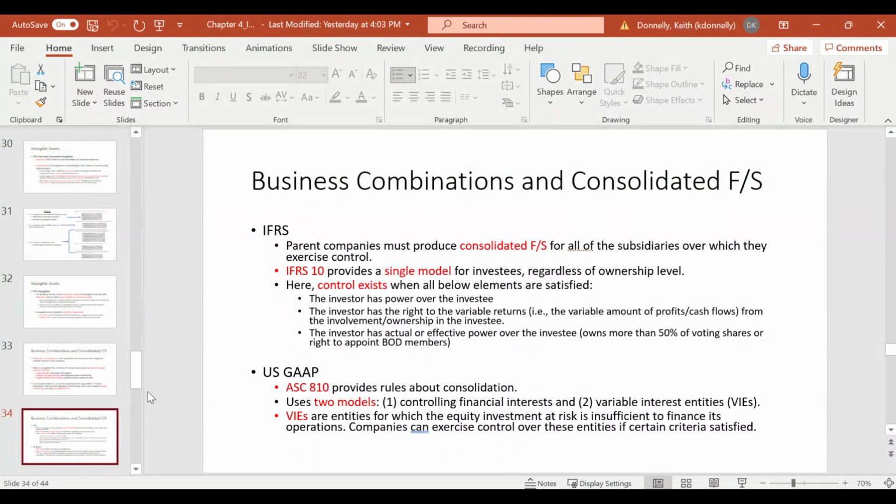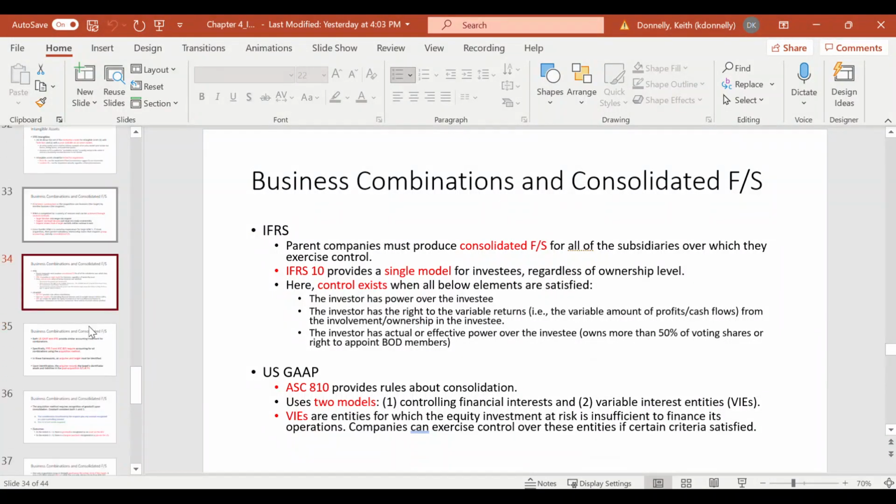U.S. GAAP in distinction is going to provide two models for consolidation. They're going to have this controlling financial interest model, and then a variable interest entities model, a VIE model. And VIEs, these are entities for which the equity investment at risk is insufficient to finance its operations. Companies can exercise control over these entities if certain criteria are satisfied.